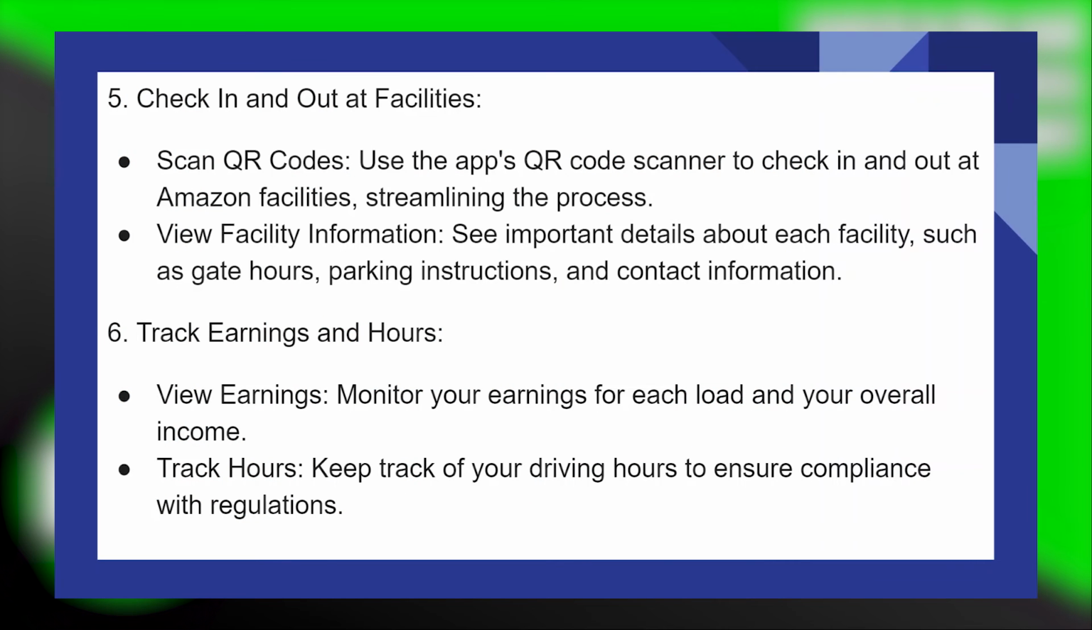Then check in and out at facilities. Scan QR codes. Use the app's QR code scanner to check in and out at Amazon facilities, streamlining the process. Now view facility information. See important details about each facility, such as gate hours, parking instructions, and contact information.